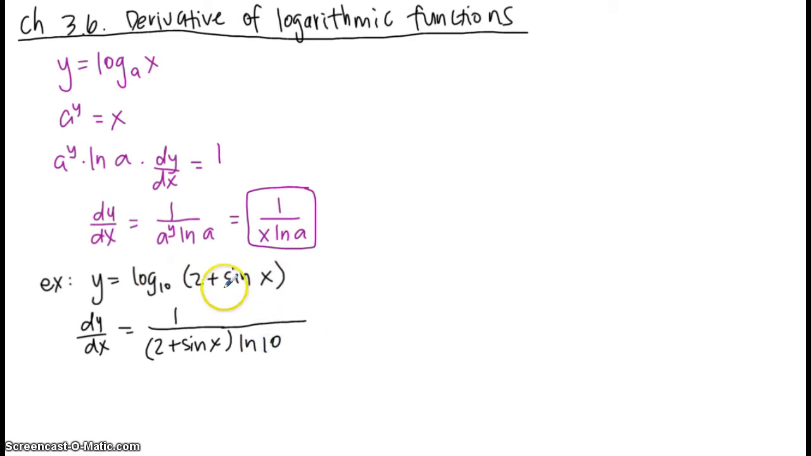Don't forget, though, that we also have to use the chain rule. I have to find the derivative of this inside. So I'm going to multiply that by the derivative of 2 plus sine x with respect to x, which is just cosine x. And that's pretty much it. This would be my answer. So 1 over the input times the natural log of that base.